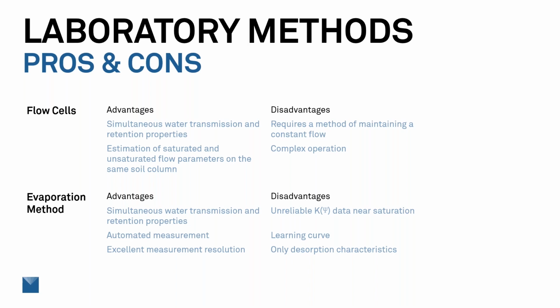With the evaporation method, again, you're getting those water transmission and retention properties. What's really nice is once you get it set up, the measurement is automated from there on out. And so you just wait till the measurement is done or the soil is done evaporating, or once both tensiometers cavitate, and you then post-process that data and you have your unsaturated hydraulic conductivity curve. And because it's automated like this, we have excellent measurement resolution. So we get a lot of detail on the unsaturated hydraulic conductivity curve.